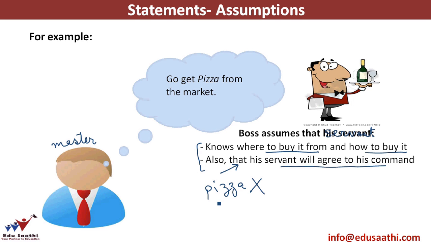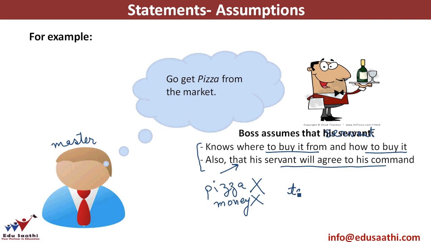Similarly, can you say that the boss assumed that the waiter or the servant knows which flavor the boss likes, or does he have the money? Right? So we don't know. Maybe the master owns a pizza shop, so the servant won't require money. So we don't know whether this assumption is made or not. We cannot say that the boss assumed that the servant had money.